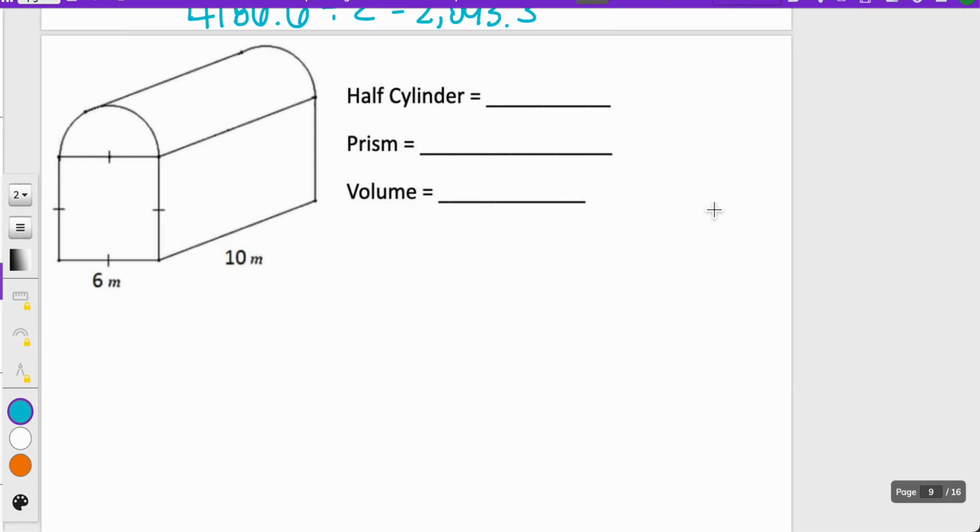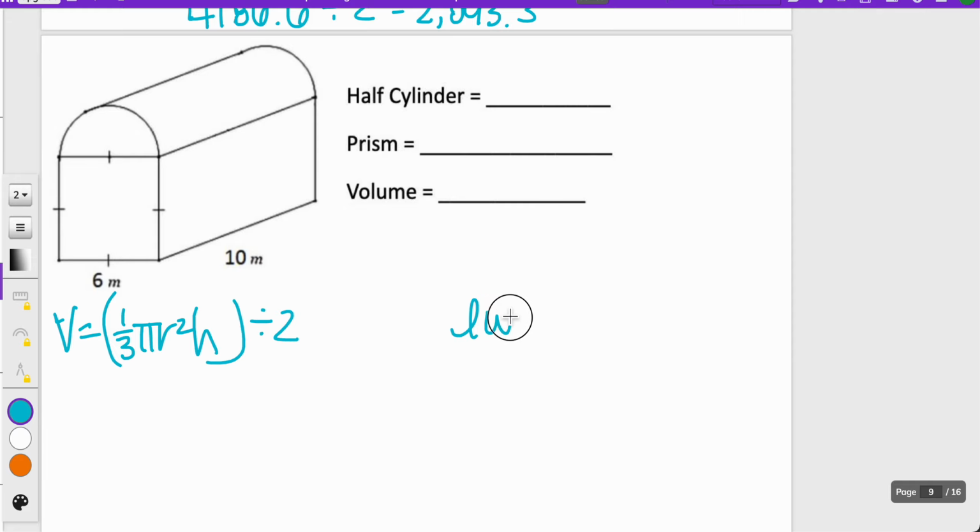Okay? We got one more to try. This one, we have a half cylinder and a prism, and then we want to find the volume. Okay? So half cylinder, let's start with our volume formula, 1/3 pi r squared times h, but then when we're done, we need to divide everything by 2 since it's half. Prism's pretty easy. Let's go and do my prism first.